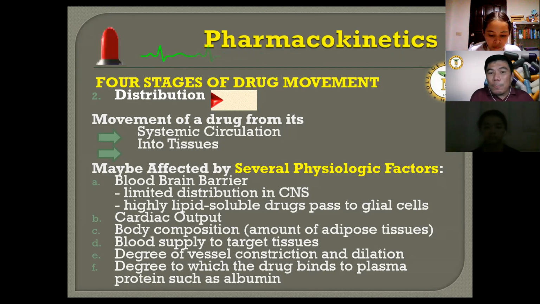So another is blood supply to target tissues. For example, if the target organ is the heart, if there is a decreased supply of blood in the heart, do you think it may affect also the distribution of the drug to the target organ? The answer is yes. So, for example, if the patient, as what I have mentioned, is anemic, this is related to the circulation. So will that decreased blood supply affect the distribution of the drug? The answer is yes.